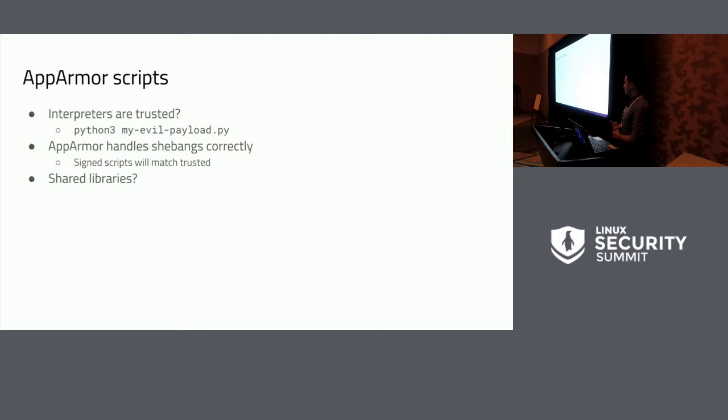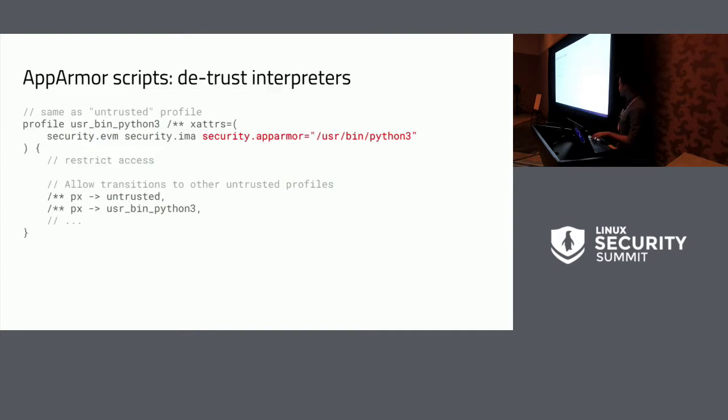Scripts suck for this. A really easy way that you might get around this is just running an interpreter that we've signed. One of the most remarkable things is AppArmor actually handles shebangs correctly. When you execute a script with a shebang, if you just execute the script, it will appraise and say, this is the script, or it will care about the script. If you use the interpreter directly, it'll match the interpreter. And shared libraries are just fun and hard to deal with.